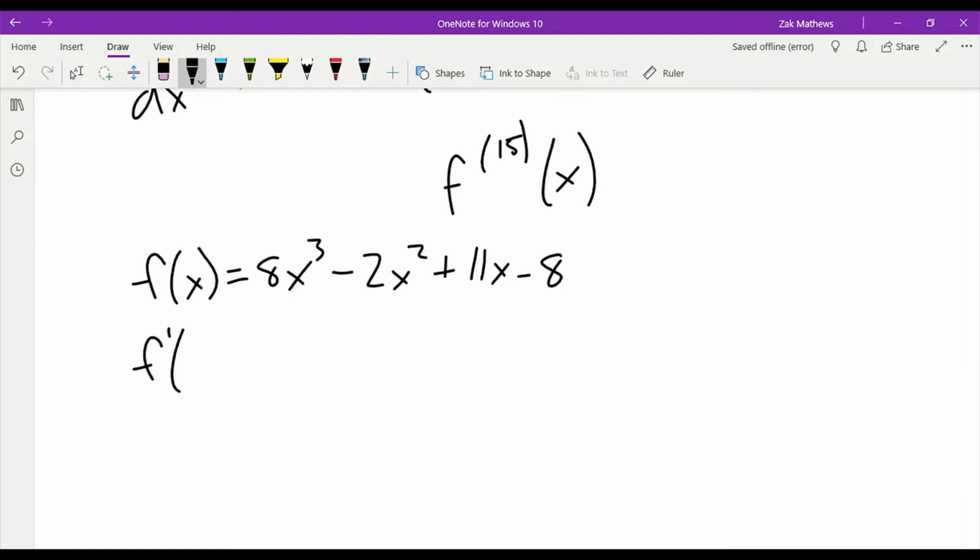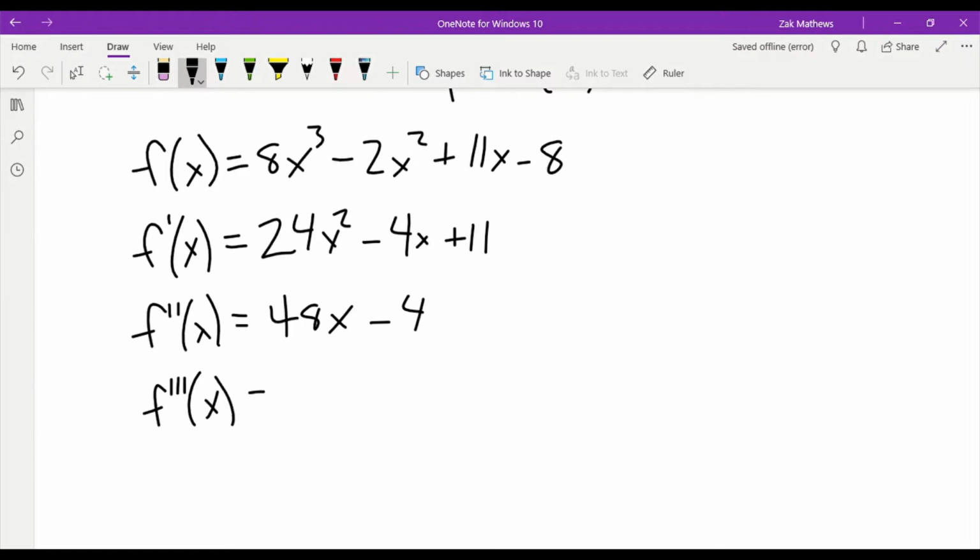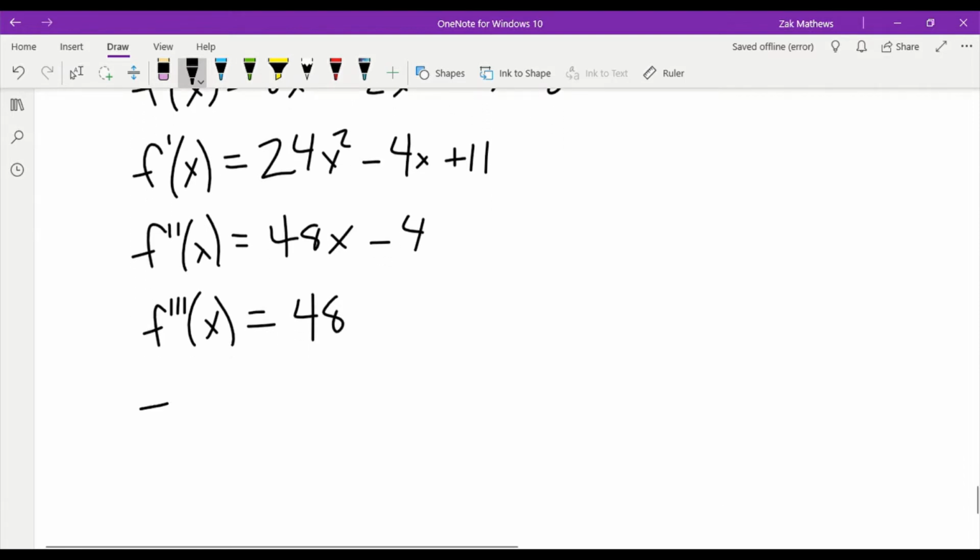So let's say we wanted to find the first derivative. We'd have 3 times 8, which is 24, and then the x is now going to be squared, minus 4x plus 11. The 8, of course, goes to 0. We could take the second derivative, 48x minus 4. The third derivative, 48. Usually by the time you get to the fourth derivative, you switch to that alternative in parentheses notation.